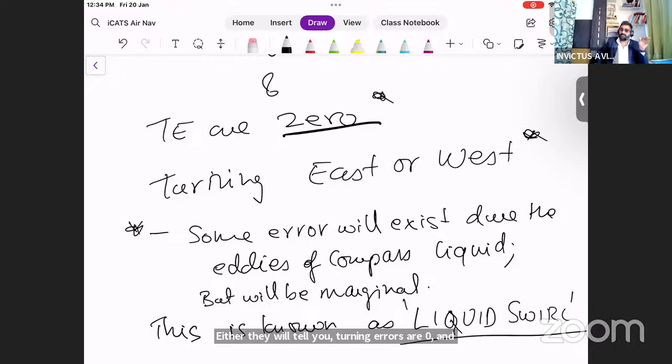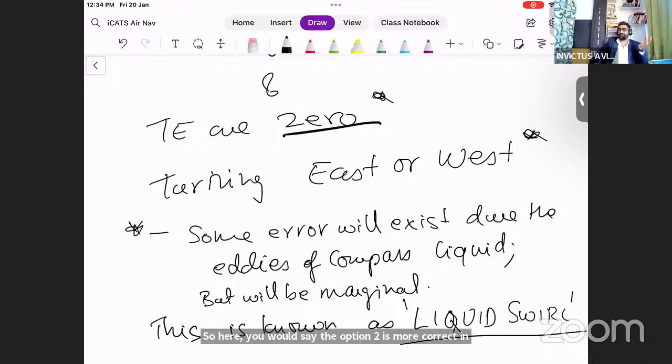Option 1: turning errors on east or west are 0. Second option would be: turning errors on east or west are not 0 due to the impact of liquid swirl. Third option would be: turning errors on east or west are maximum. So here you would say option 2 is more correct in this situation.